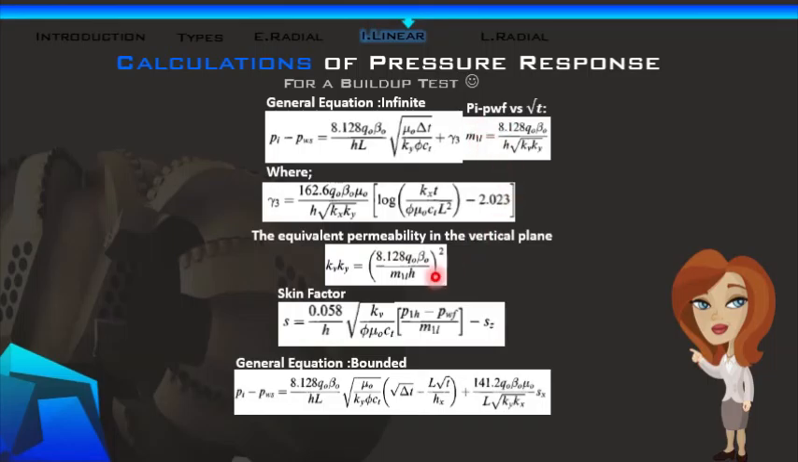Once you get this m, substitute it in this equation and get your equivalent permeability in the vertical plane, kv ky. Once you get this, you can get the skin factor from this equation right here, substituting the m here, and this is p1 hour minus pwf. So that's all for the build-up test. Next I'll pass it to my friend to continue on the late radial region.